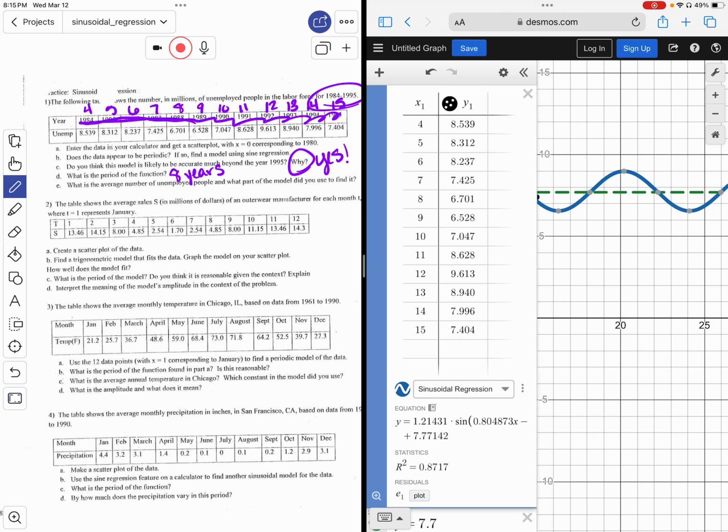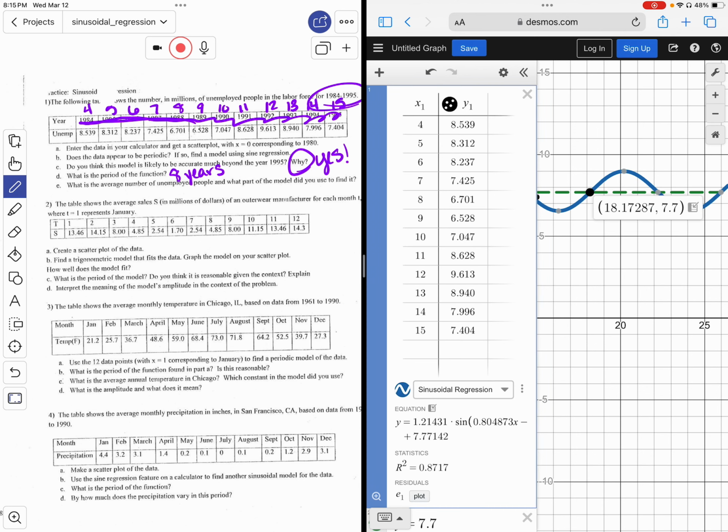So every 8 years, you're going to experience a high in the economy and a low in the economy, or a high unemployment and then a low unemployment. What is the average number of unemployed people, and what part of the model do you find that? So if we look for the average, it's what's happening kind of in the middle.